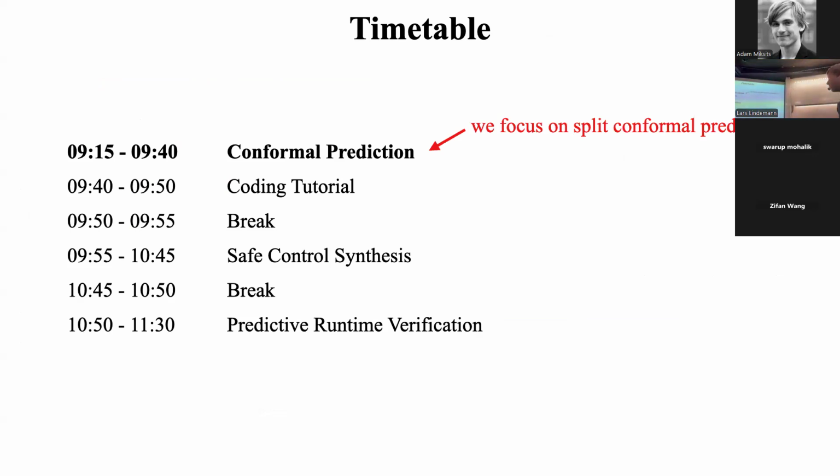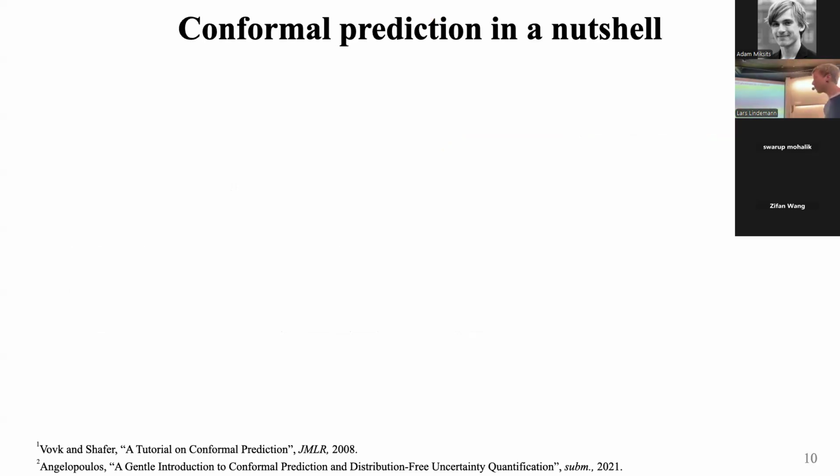One disclaimer here: we focus on what's called split conformal prediction. There's full conformal prediction as well. It's not super scalable, so that's why most of the people who operate on these learning-enabled or learned systems usually focus on the split CP variant, as it's called.